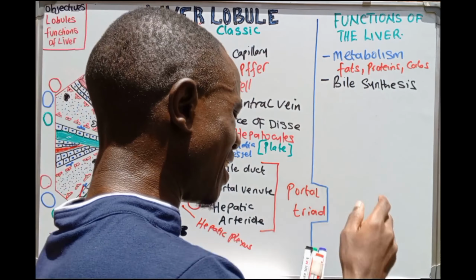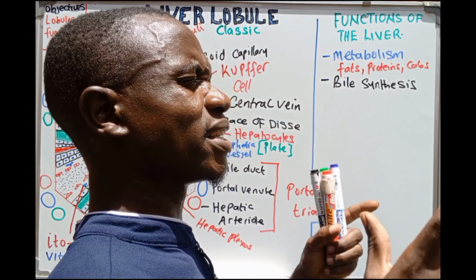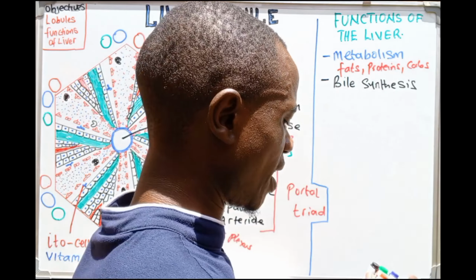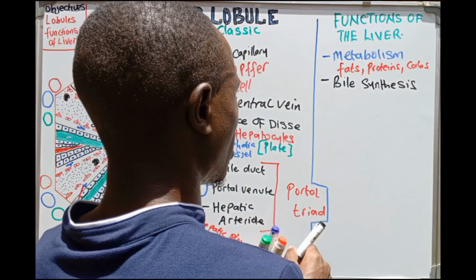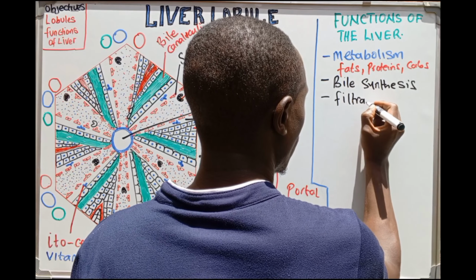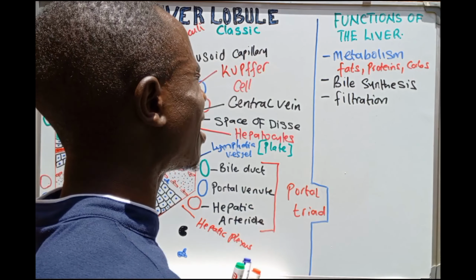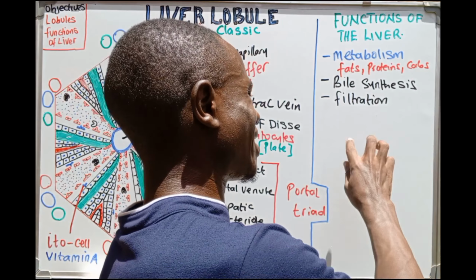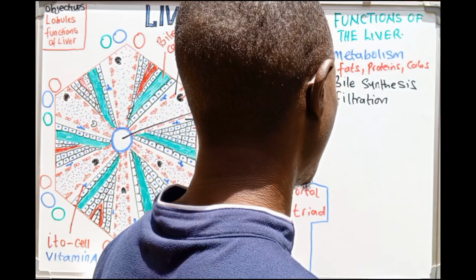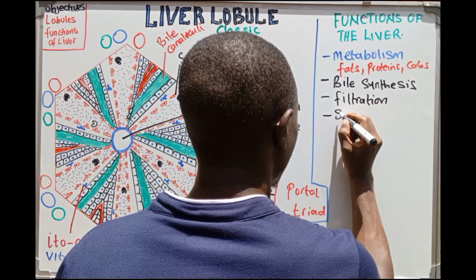Another function of the liver is filtering all kinds of substances that don't need to access the general circulation. So the liver also plays a role of filtration. The liver filters a lot of other substances that don't need to access the general circulation.